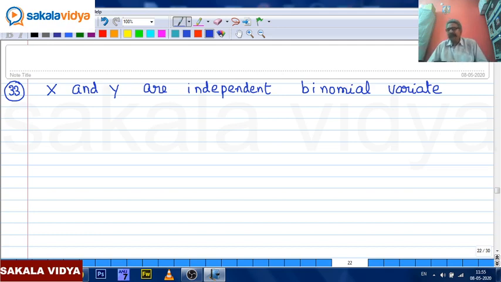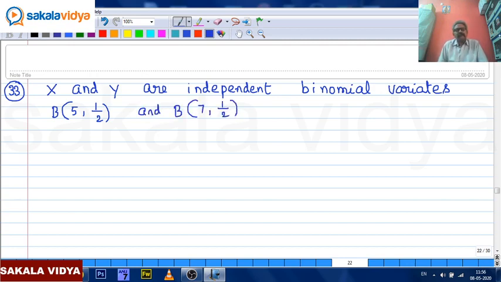Independent binomial variates, both are given. X is B of 5 comma 1 by 2, that means the parameters of x are n is equal to 5, p is equal to 1 by 2. And next, for the second binomial variate, Y is B of 7 comma 1 by 2. Then P of x plus y equals 3, you need to find out.